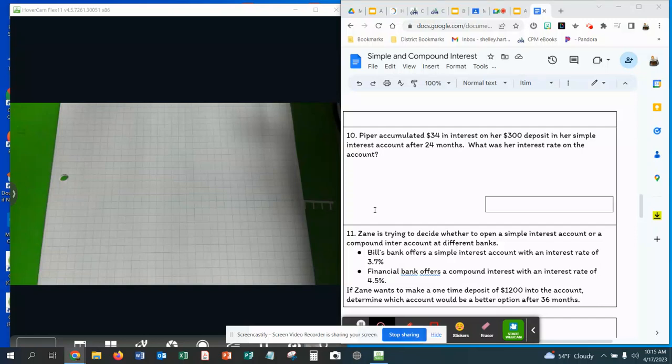Right, so this is simple and compound interest part 2. We're going to do 10, 11, and 12.